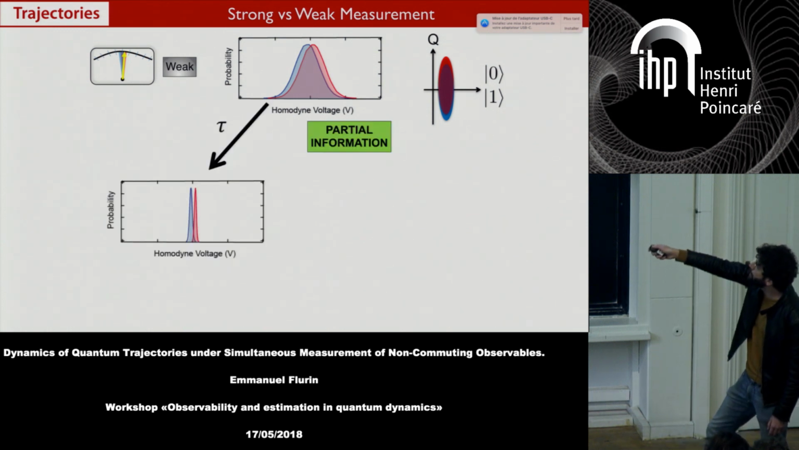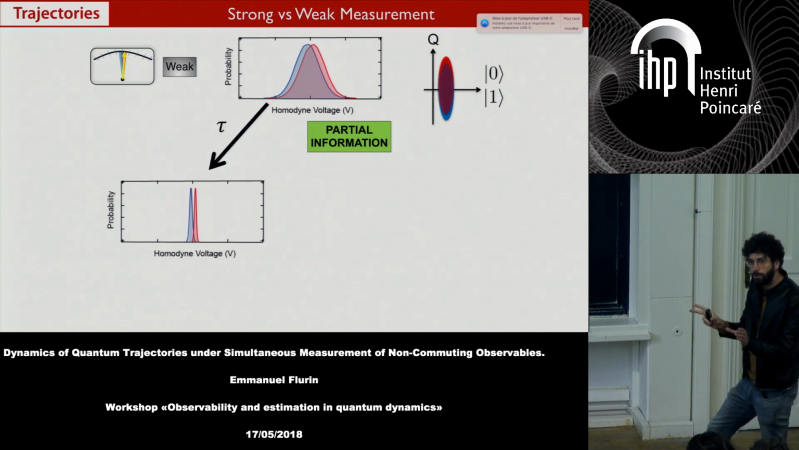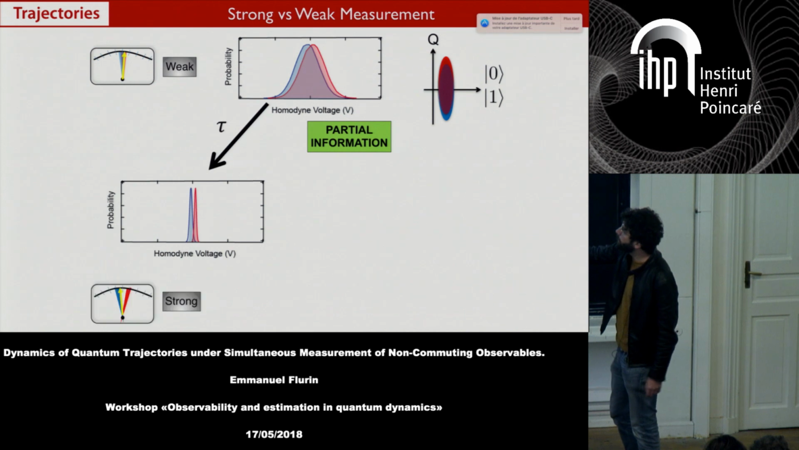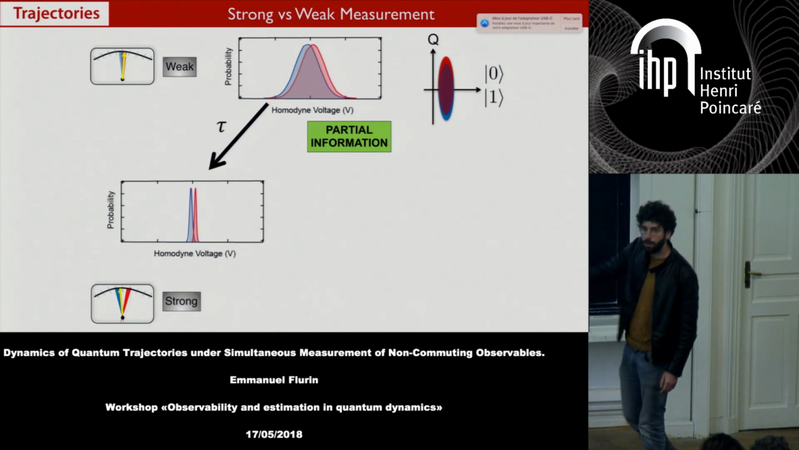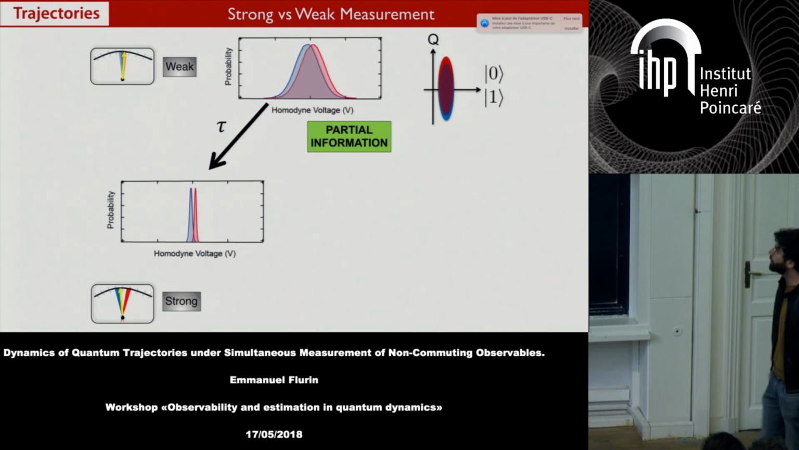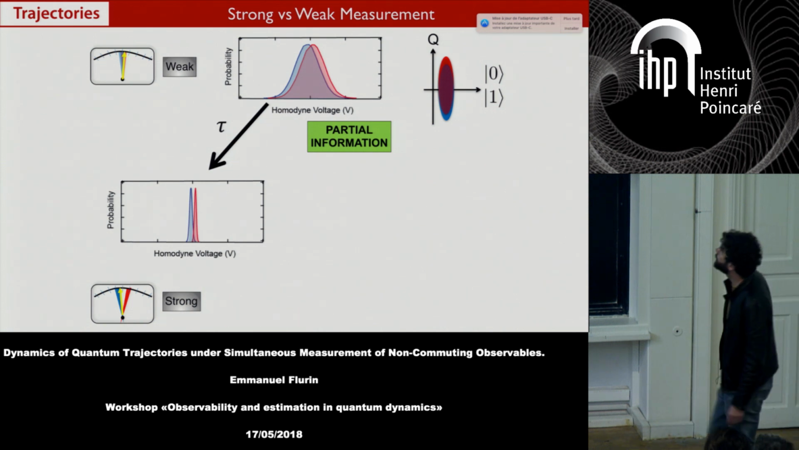And now if you average longer, then your Gaussian distributions are going to get separated. And so that's the case where you move to a strong measurement. But this has been very well described by Antoine in the previous talk.